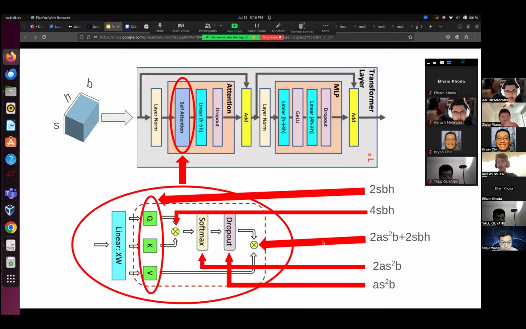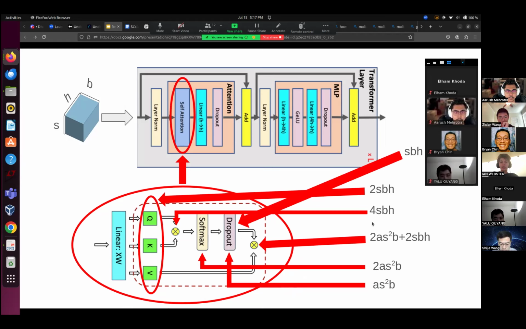And then finally, we have this operation, which is going to take in values from this arrow here. So V contributes the 2 SBH part of this equation. And then the output of the dropout matrix is going to contribute this part. And now there's 2 more things we need to consider before we're done.